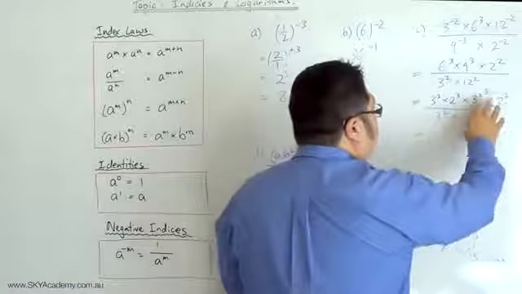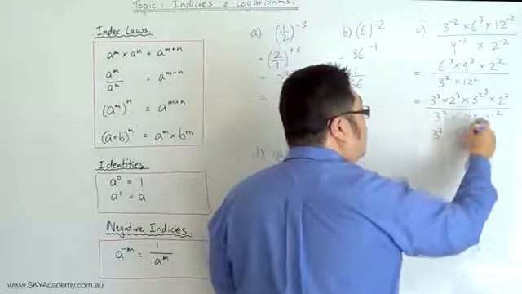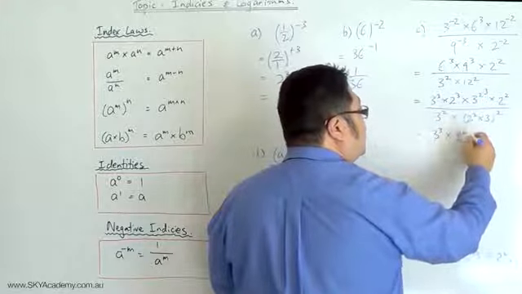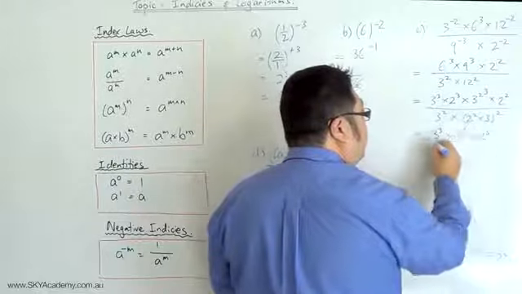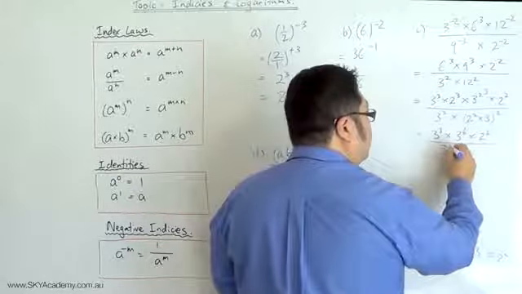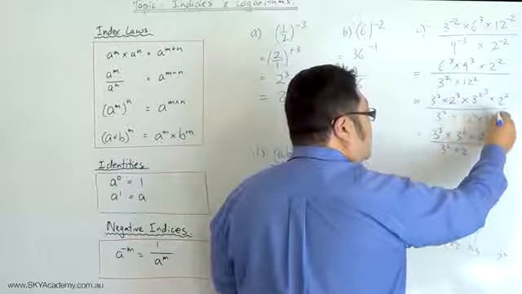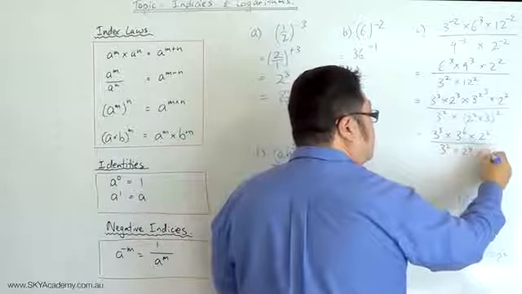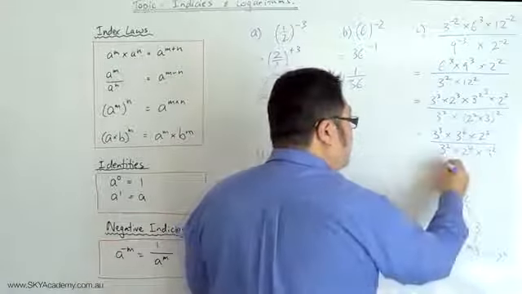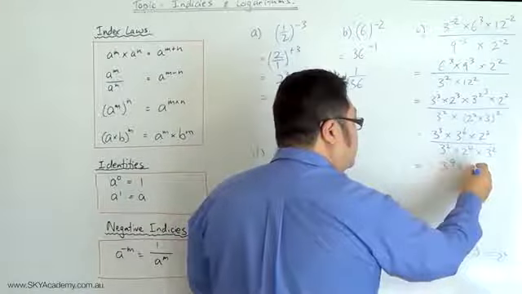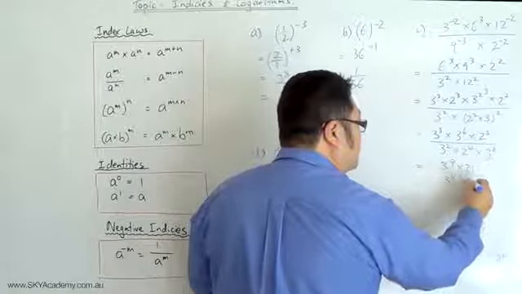So if we were to work this out, we've got 3 to the power of 3 times 3 to the power of 2 times 3, which is 6, times 2 to the power of 3 times 2 to the power of 2, which is 2 to the power of 5, all on 3 squared times 2 to the power of 2 times 2, which is 4, times 3 to the power of 2. Yep. Now, we end up with 3 to the power of 9 times 2 to the power of 5 all over 3 to the power of 4 times 2 to the power of 4.